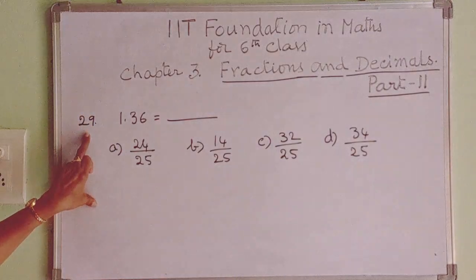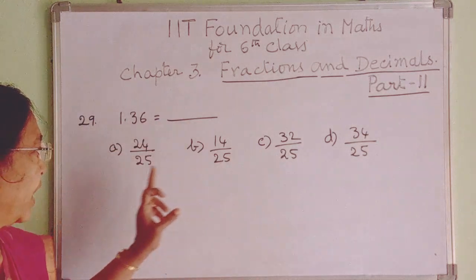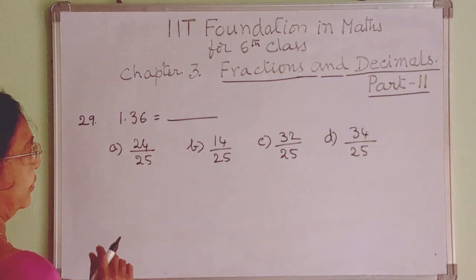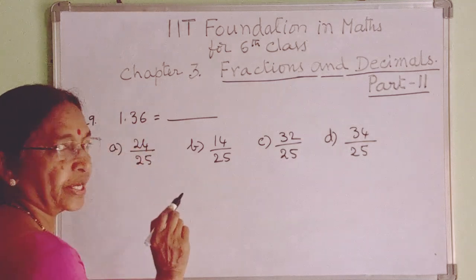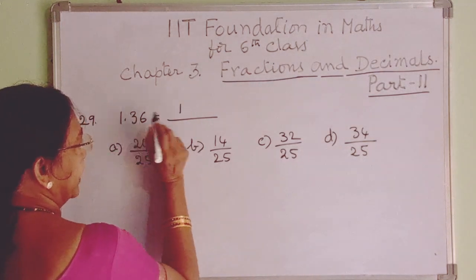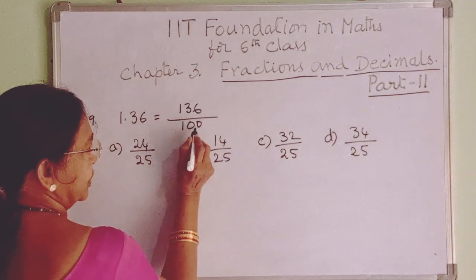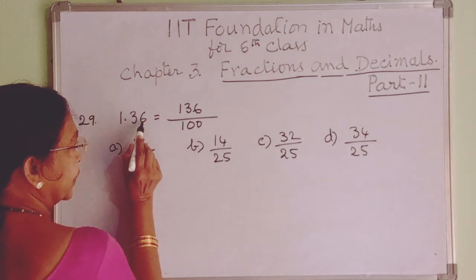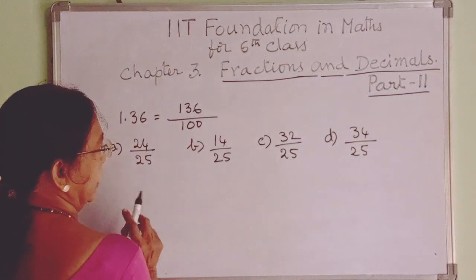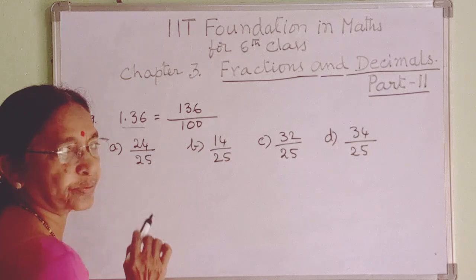So next problem, 29th, 1.36 is equal to dash. 4 options were given, and in all the 4 options the denominator is equal to 25. Therefore, let us say 1.36 can be converted into a decimal fraction like this. Remove the decimal, 136, and divide it by 100. 2 zeros after 1, because there are 2 digits after the decimal point. We have to put 2 zeros after 1. Therefore, this decimal number is equal to 136 by 100.